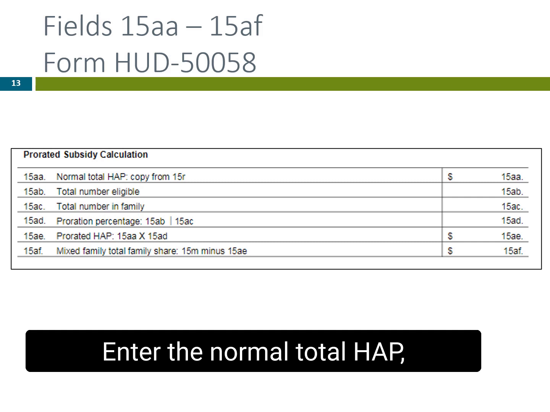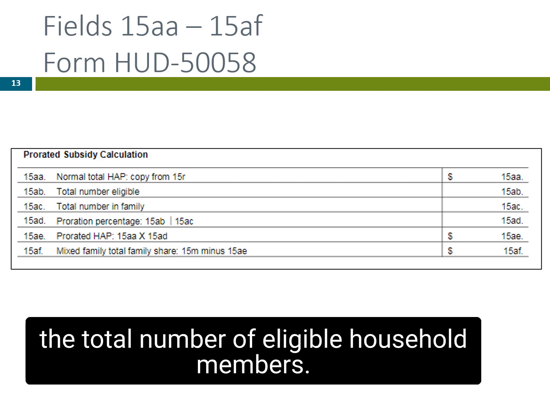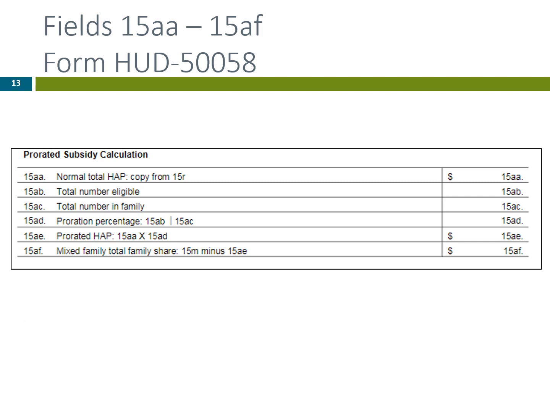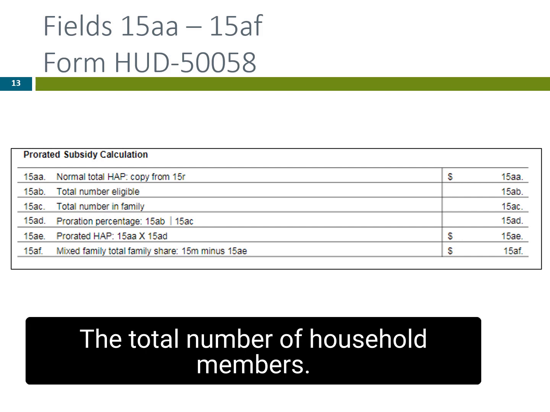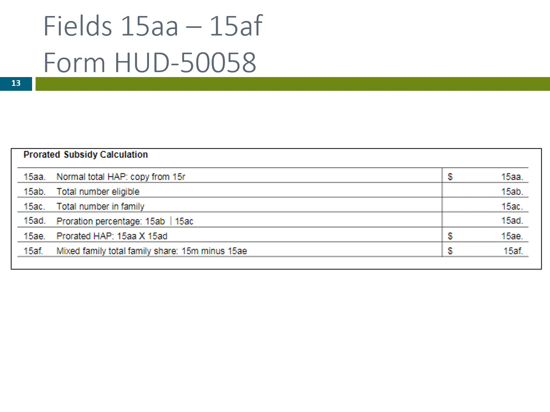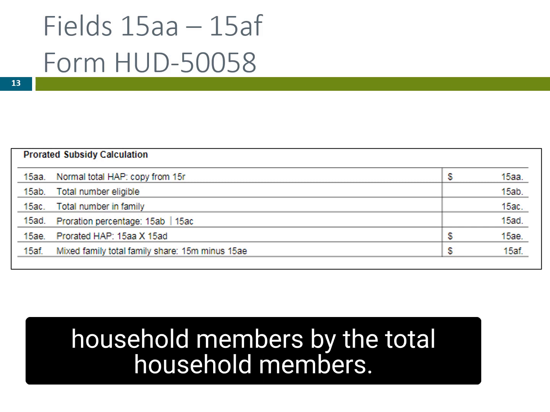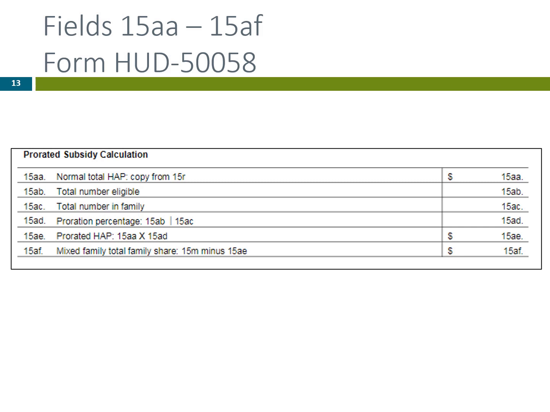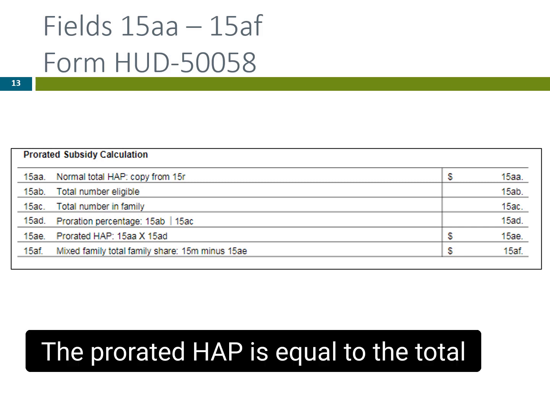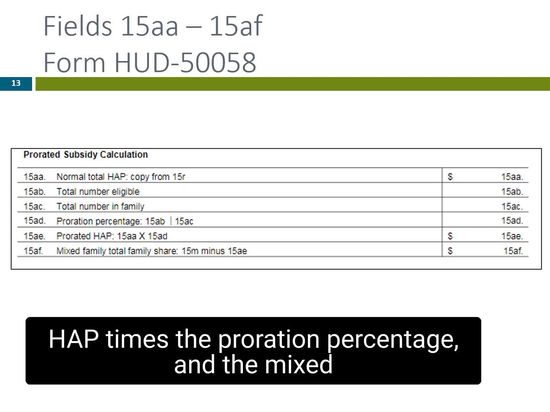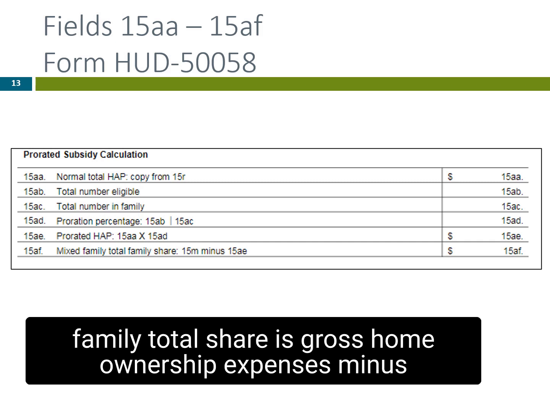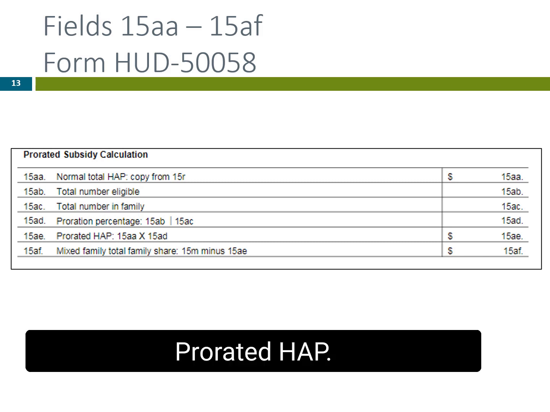Enter the normal total HAP, the total number of eligible household members, and the total number of household members. Calculate the proration percentage by dividing the eligible household members by the total household members. The prorated HAP is equal to the total HAP times the proration percentage. And the mixed family total share is gross homeownership expenses minus prorated HAP.